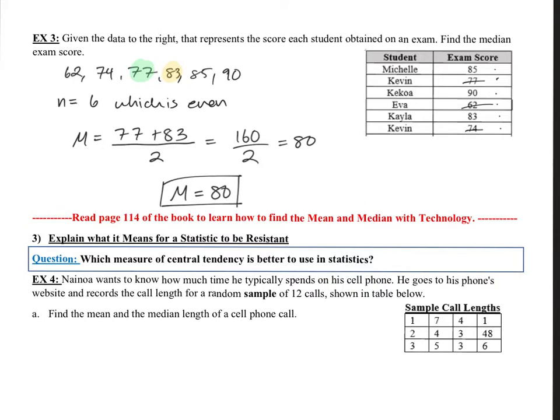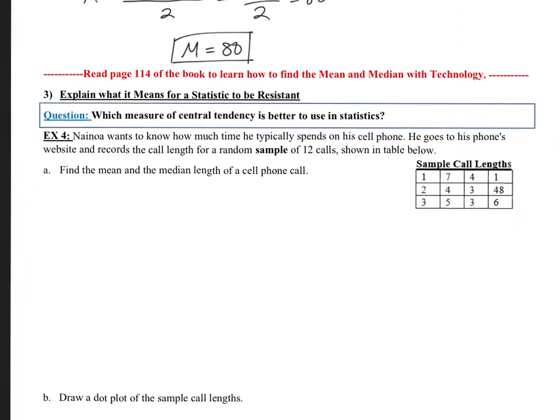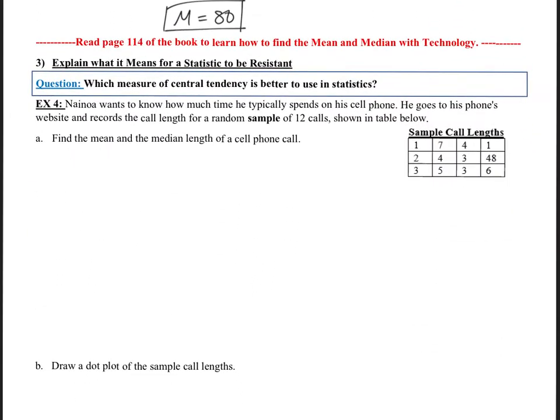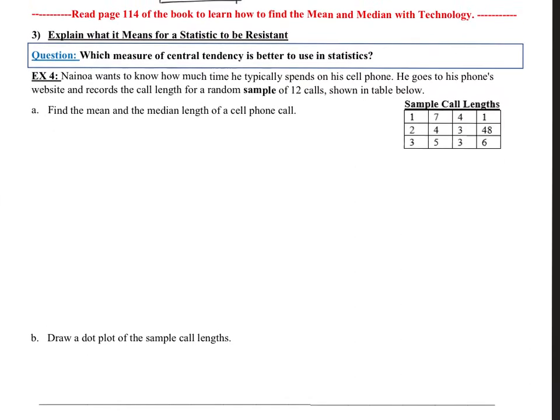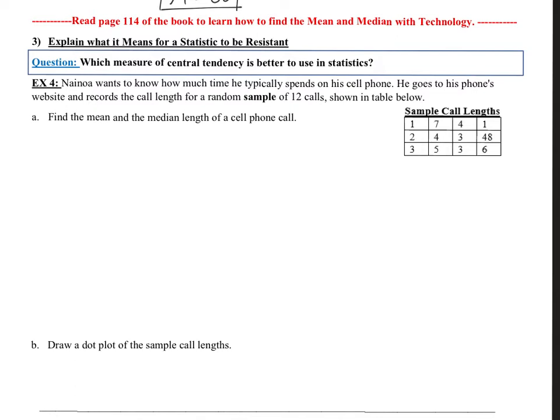Okay, so remember, there are two different ways depending on whether you have an odd amount of observations or an even amount of observations. Okay, so read page 144 of the book to learn how to find mean and median with technology. All right. Let's see. Objective 3: explain what it means for a statistic to be resistant.